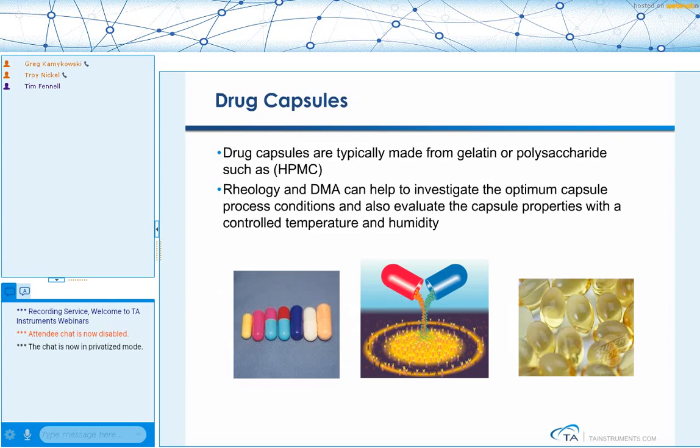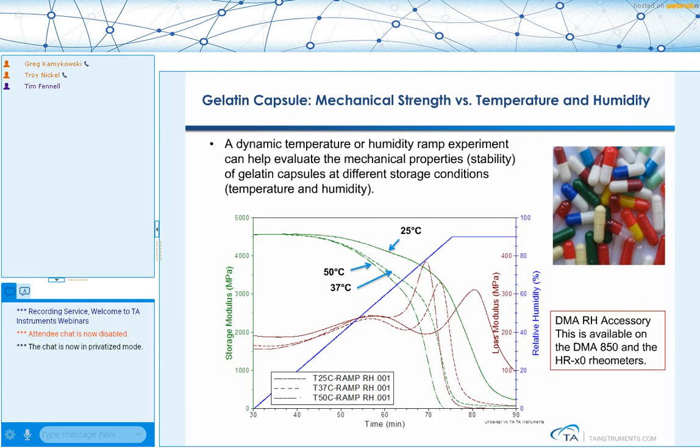Now let's talk a little bit about drug capsules. These are made from gelatin or polysaccharides like HPMC. And again, rheology and DMA are very important ways of characterizing these materials that we're using in drug capsules.